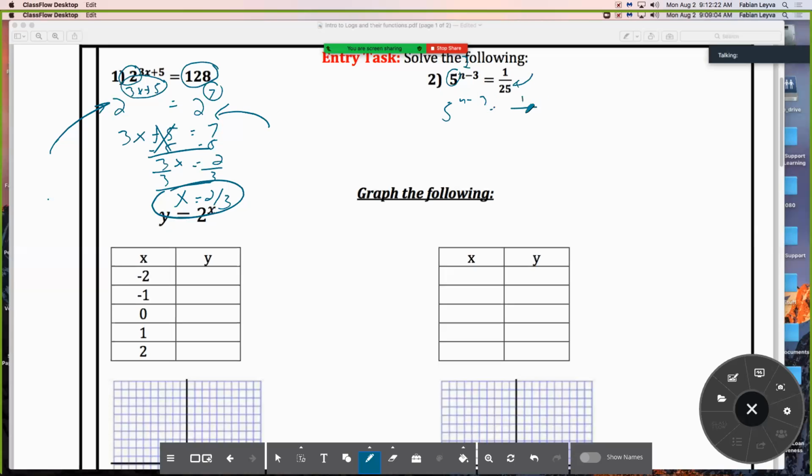I end up with 1 over 5 squared, and then I can see here that I do have two bases that are technically the same, but one is in the fraction. So you've got to remember your rules of exponents. All you have to do in order to make that base of 5 move to the numerator is to make the exponent negative. So we end up with 5 to the n minus 3 is equal to 5 to the negative 2, because remember, making that exponent negative makes that base change sides of the fraction, so to speak.